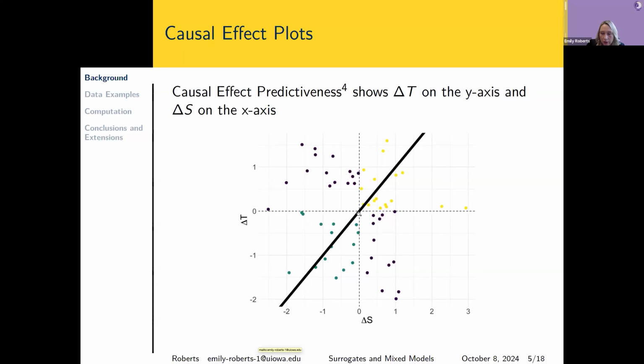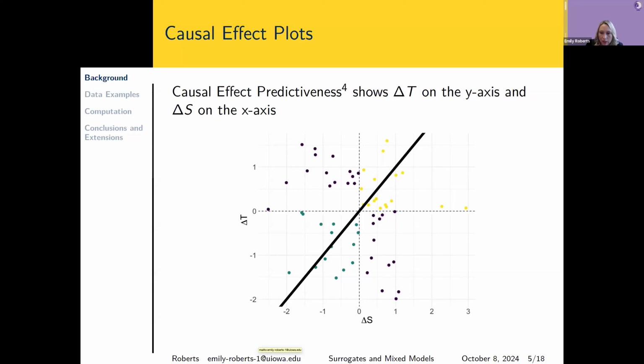So the idea is that we're interested in understanding the expected value of this best fit line, being that the surrogate is good if the trend of the data is that the intercept, or where the data fall when delta S and delta T are around 0, is going through the origin. That's ideal. And also that there's a positive slope to this line. So that would tell us that if there is a causal effect on the surrogate, there is also a causal effect on the true outcome.